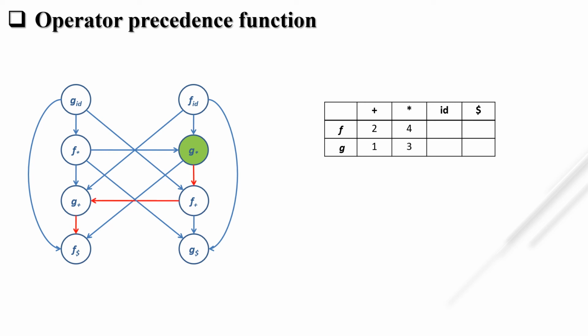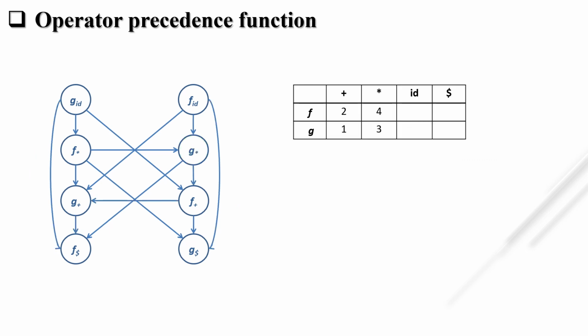Similarly for f of id, what is the maximum length? Here it will end with 1. Here it will end with 1, 2, 3. Here it will end with 1, 2, and here 1, 2, 3 and 4. So what is the maximum? 4. So we write that f of id contains 4 now.